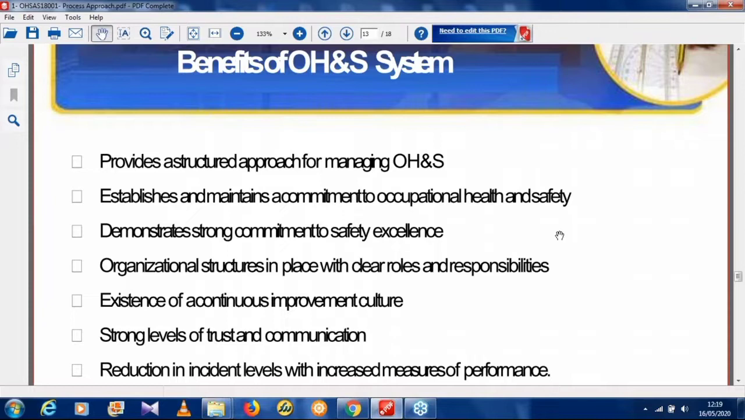You understand what I mean? It will not just be anyhow. It will not be casual. It will not be haphazard. No, it will be a structured approach. So following the standards, following all necessary standards and regulations with respect to managing your occupational health and safety.